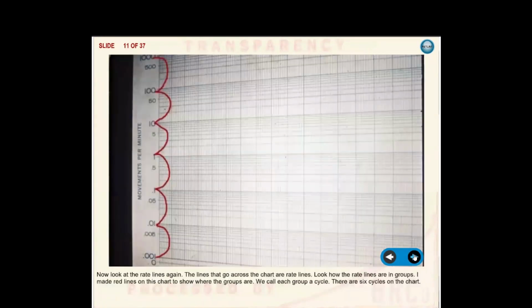Now look at the rate lines again. The lines that go across the chart are rate lines. Look how the rate lines are in groups. I made red lines on this chart to show where the groups are. We call each group a cycle. There are 6 cycles on the chart.